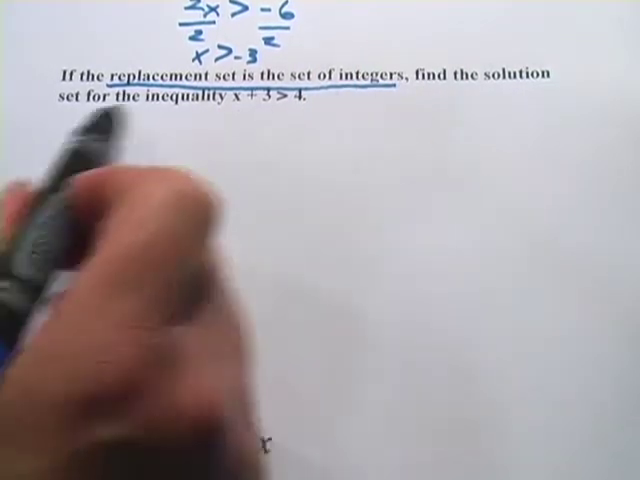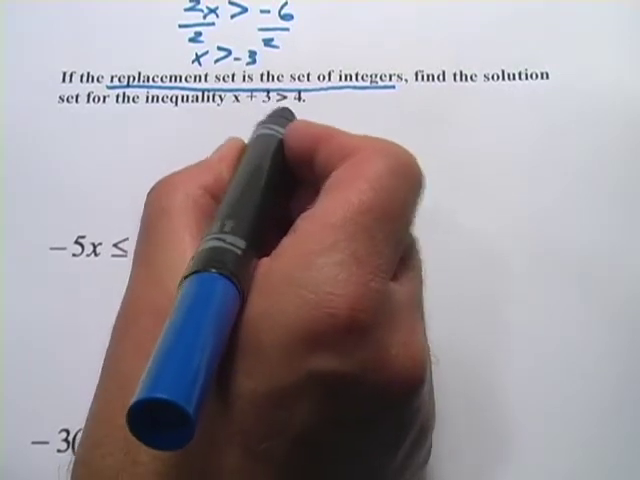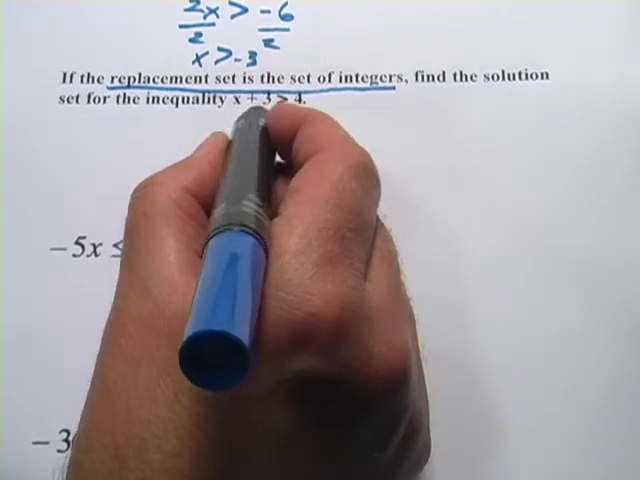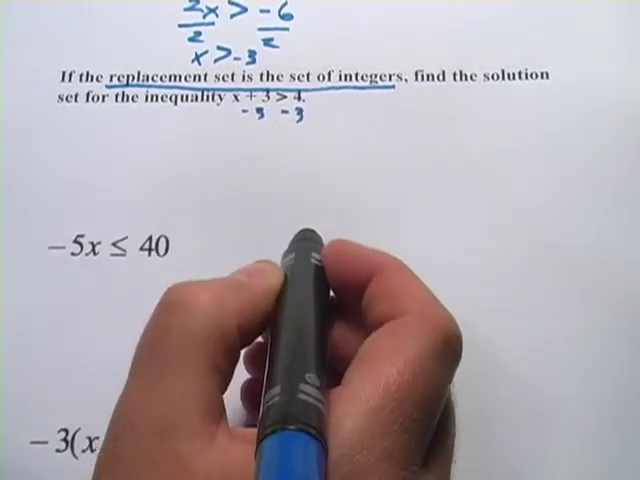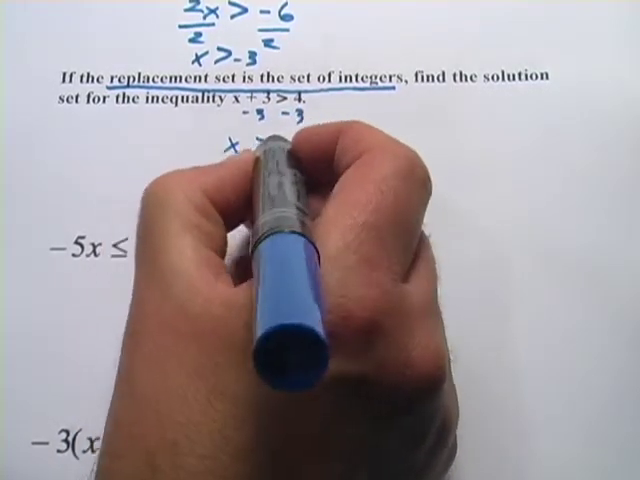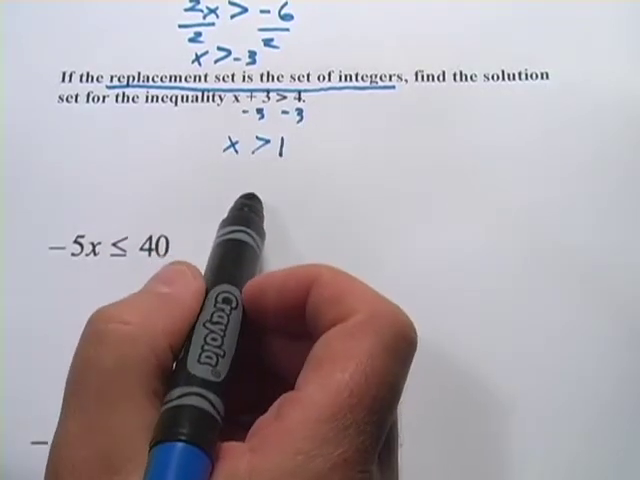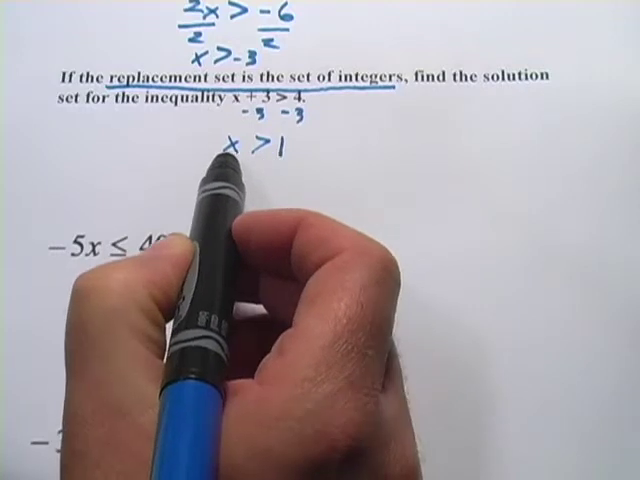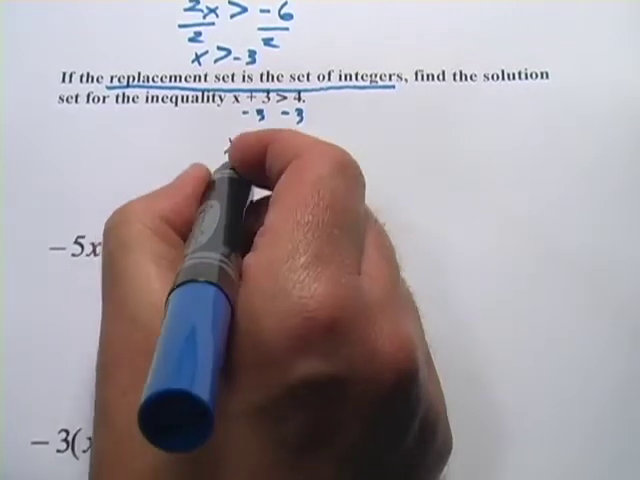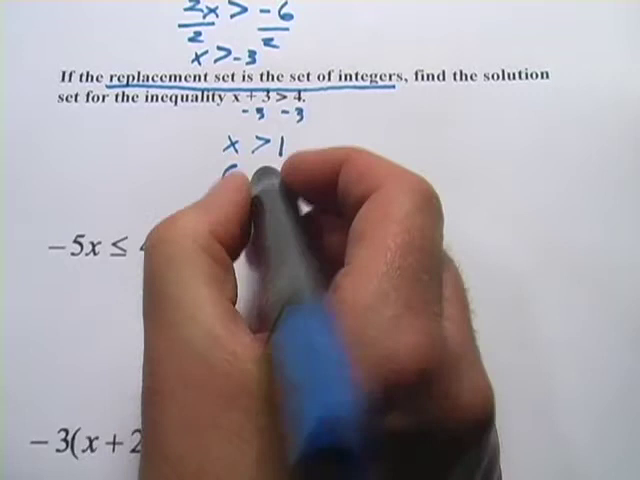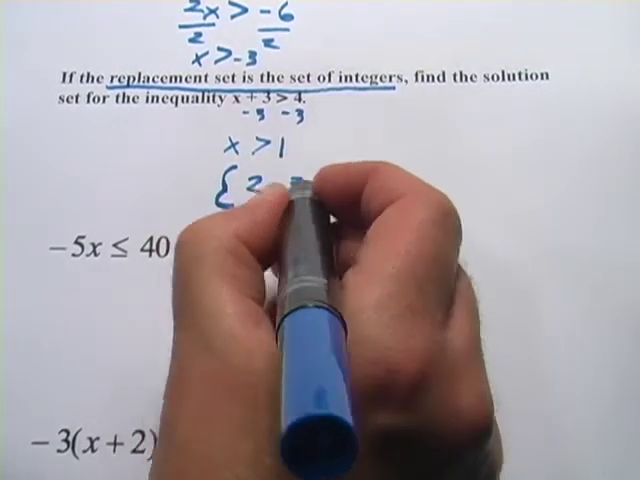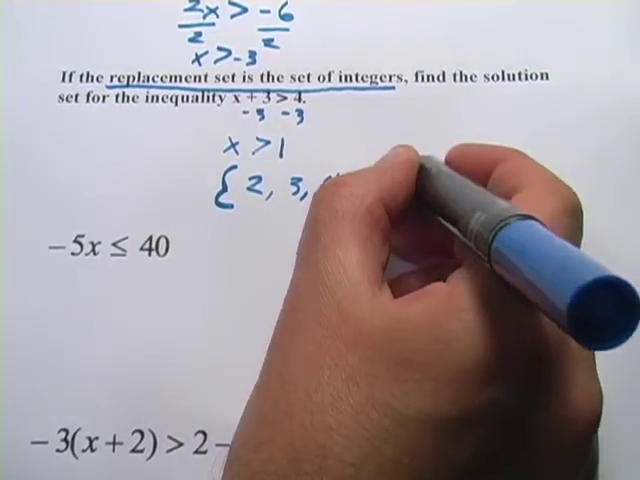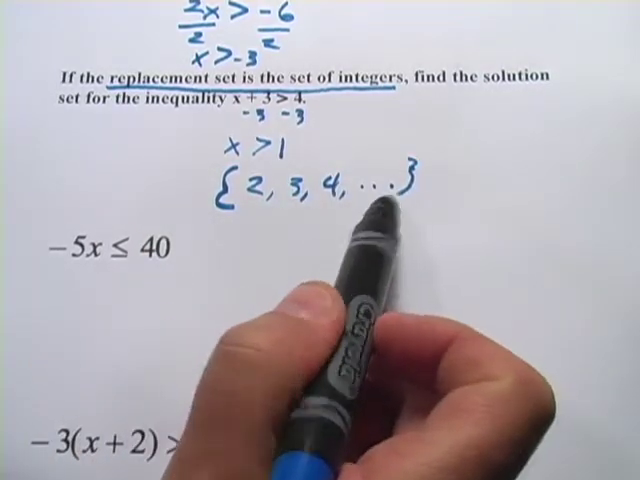Well, let's try this one, and I'll show you how the answer looks. It says find the solution set for the inequality x plus 3 is greater than 4. This one's pretty easy to solve. You want to get the x alone, so all you have to do is subtract 3 from both sides, and you get x is greater than 1. But the solution set is just integers, so what numbers are going to fit in there? Well, not 1, because we want x to be greater than 1. So let me draw my little set brackets here. I would have a 2, a 3, a 4, and so on. And that's how you would write that. Those are the integers greater than 1.